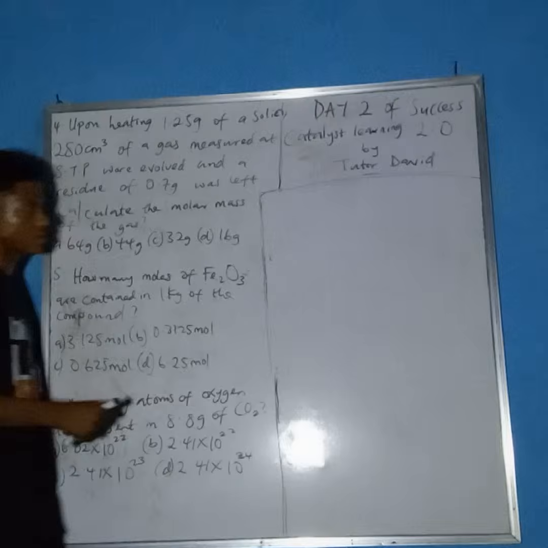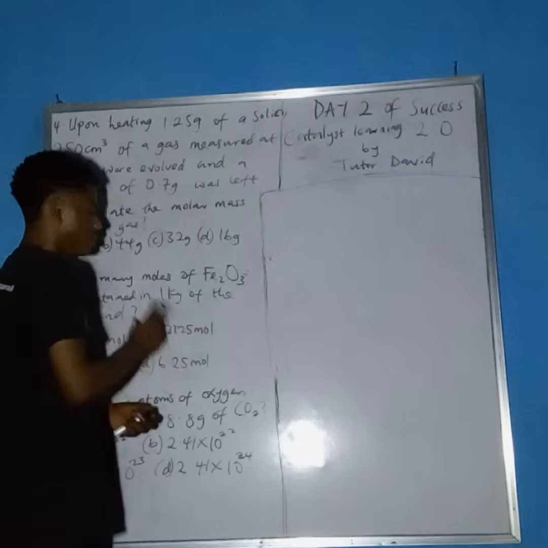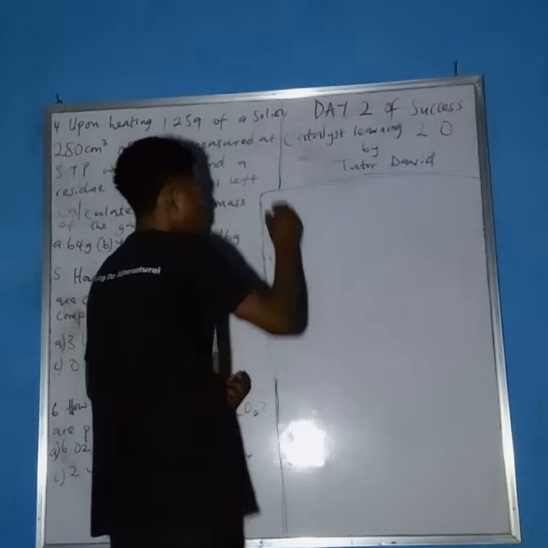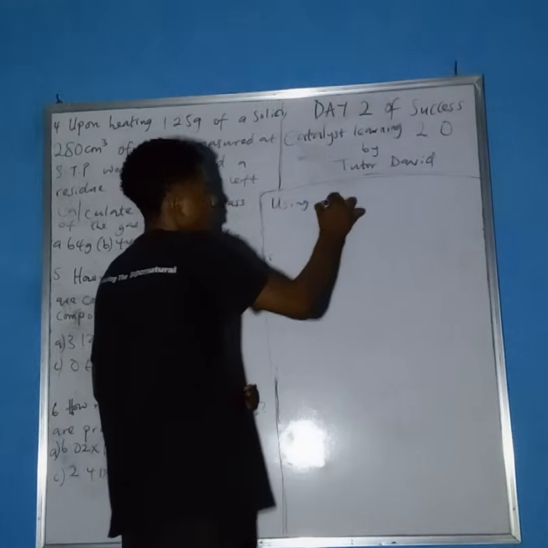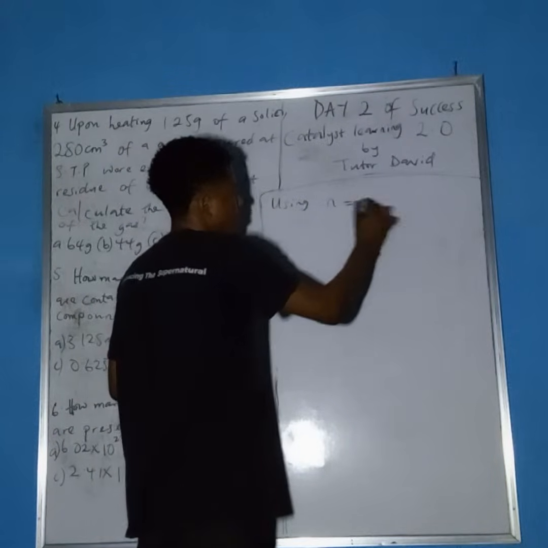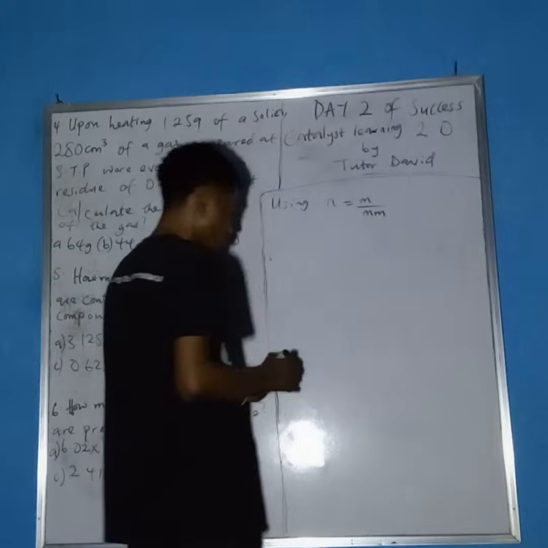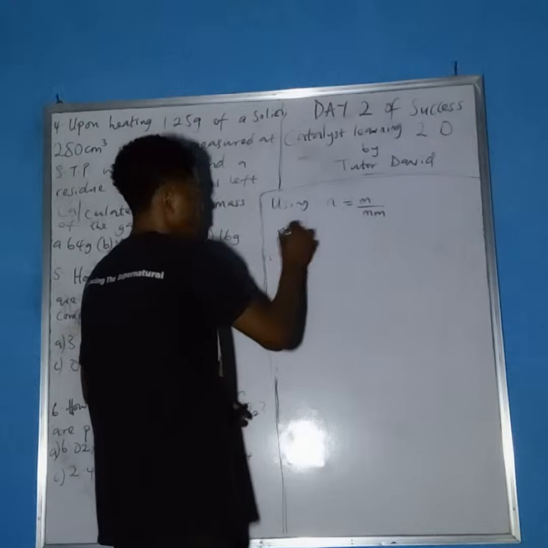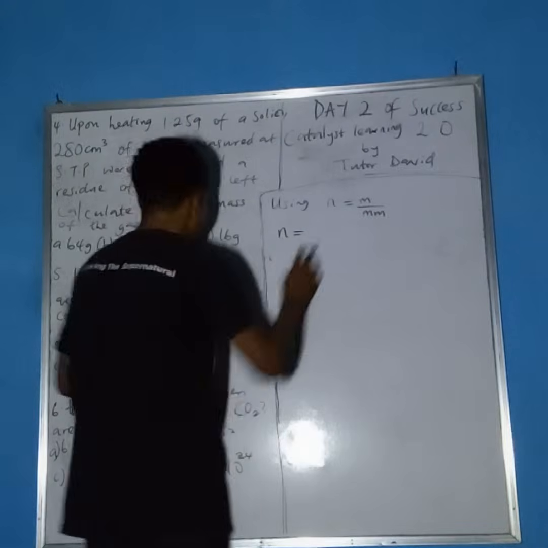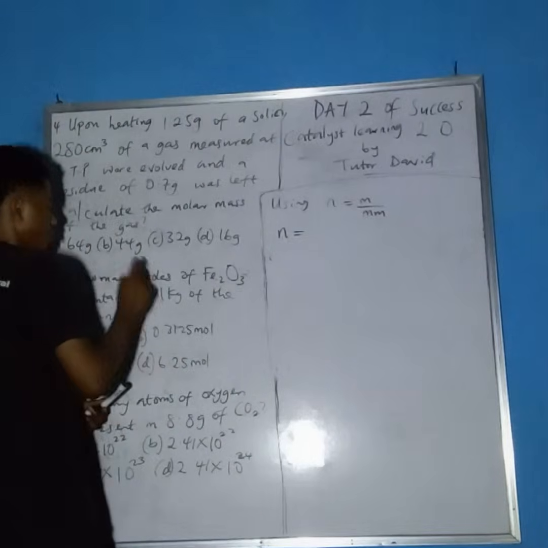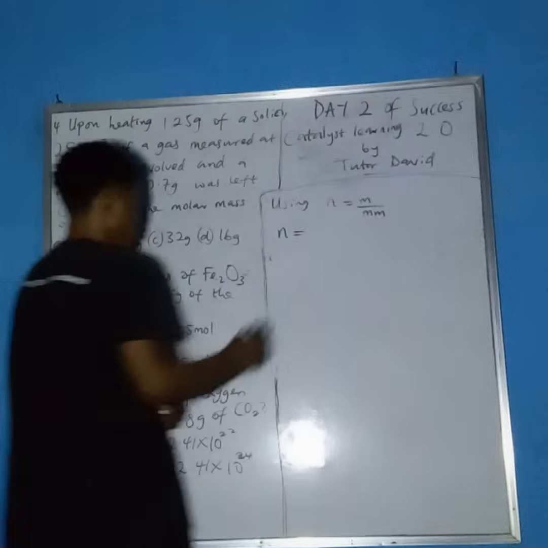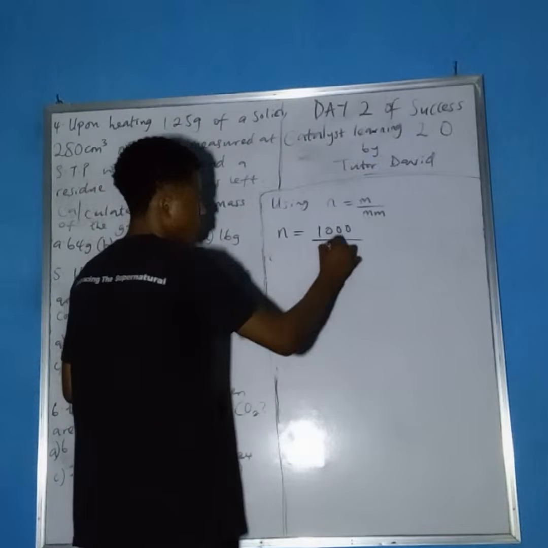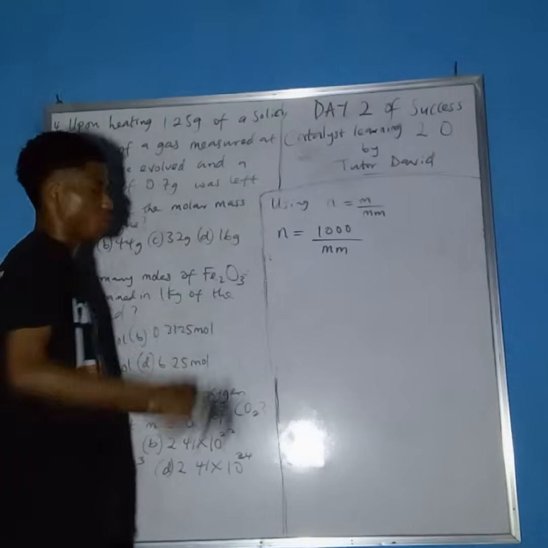So that means you already know that 1000 gram makes 1 kilogram. So using our formula, number of moles is equals to mass over molar mass. We already know that the number of moles is what we are looking for. Then the mass that was given is 1 kilogram, which was 1000, over the molar mass. Molar mass we don't know yet, but we are definitely going to solve it now.